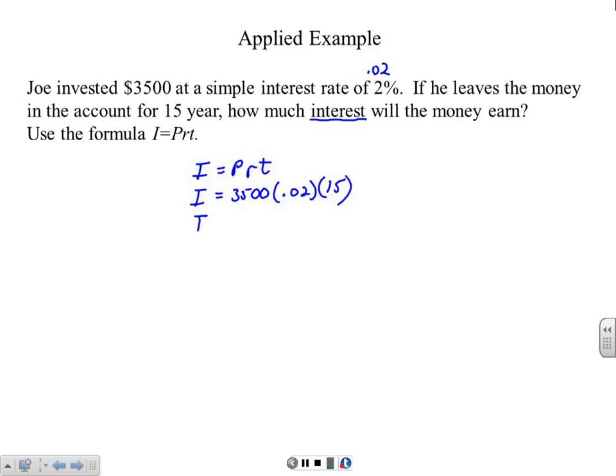So again, if I use the calculator, we'll have 3,500 times 0.02 times 15, which is going to be $1,050. And that amount does make sense since we're only investing at a 2% rate.